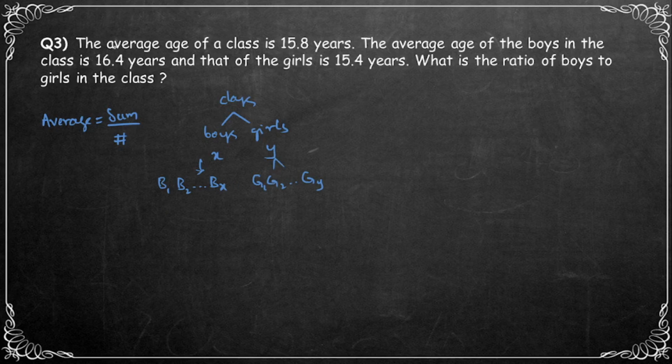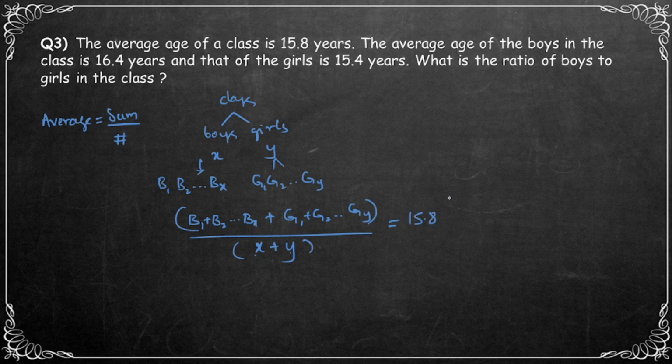So the first sentence is the average age of a class is 15.8 years. So if we want to get the average, we need to add all of their ages, both boys and girls. So it is like this: B1 plus B2 till Bx plus G1 plus G2 till Gy. We get the sum divided by the number of people, which is X plus Y, boys plus girls, is equal to 15.8. So the first sentence is done. Next sentence is the average age of the boys in the class is 16.4 years.